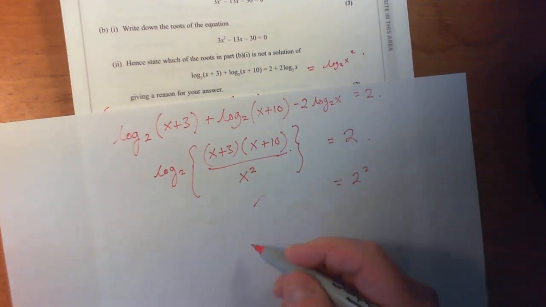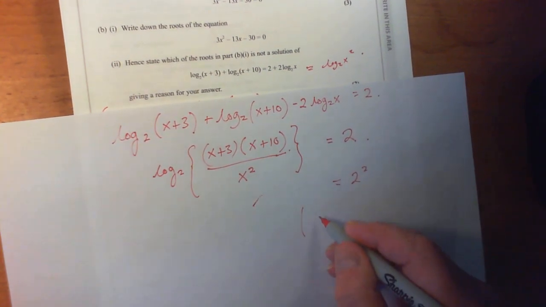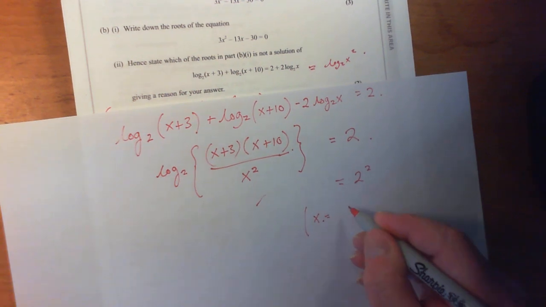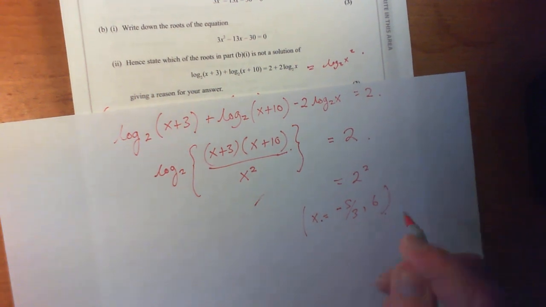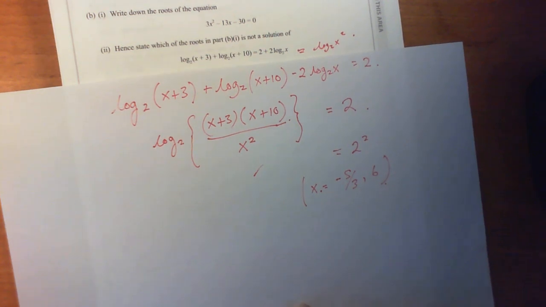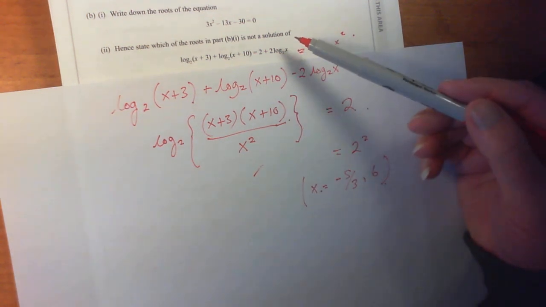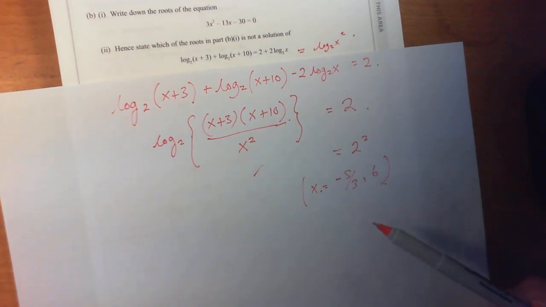The essential thing is that one of the roots of the quadratic equation up there was minus 5 over 3, and then you had 6. Why is one of these not one of the required roots? Well, it's basically this one here, and the answer is that you cannot take the logarithm of a negative number. That's all you need to put down.